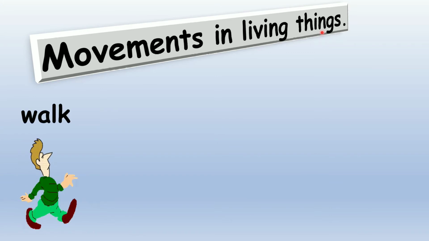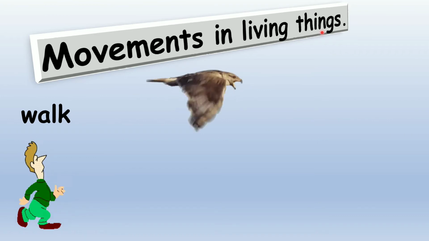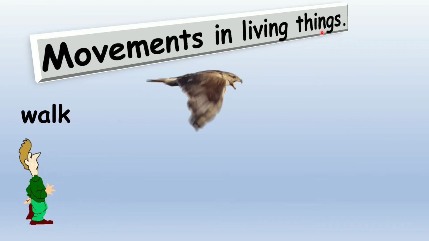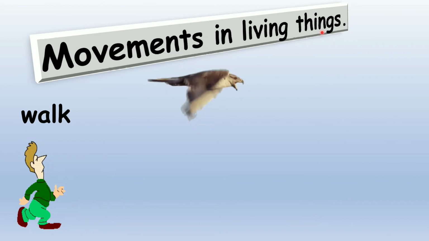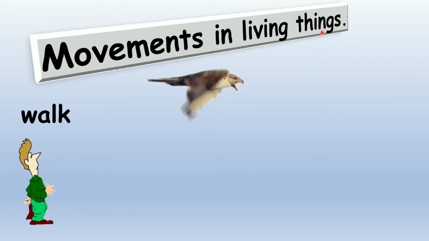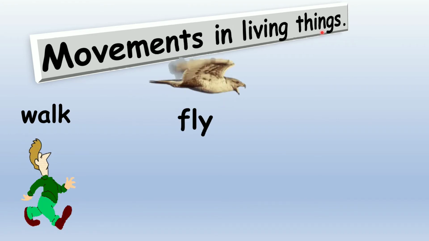They walk. That's right. Human beings walk. Next, we shall look at movements in animals. We have very many different kinds of animals. We have animals that live on land. We have animals that live in water, and we have animals that can fly. In this case, the example we're using is a bird. A bird flies.